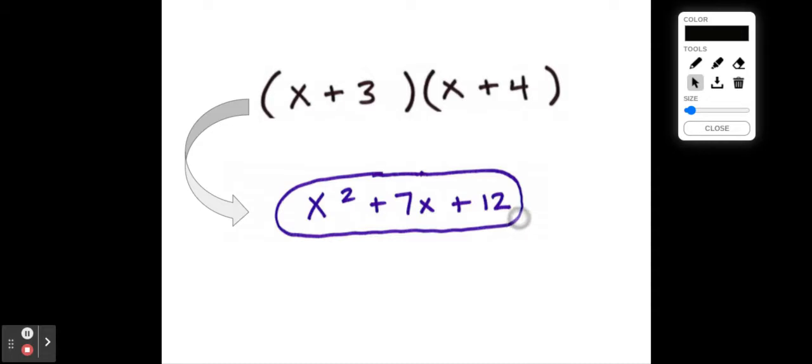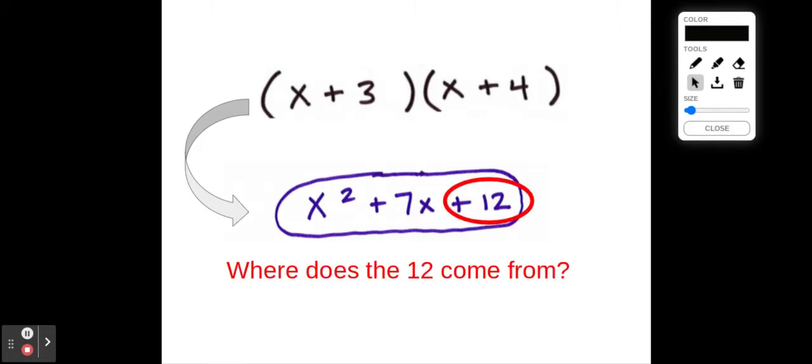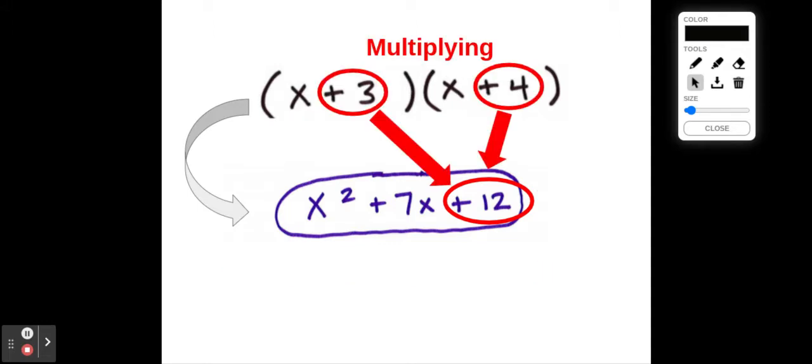What we're going to learn today is how do I take this quadratic polynomial and factor it back into the two binomials that were multiplied together to create it. So let's explore. Where does the 12 come from? Look at the two binomials that were multiplied together. What would give us 12? Well, it came from multiplying those last two numbers, the 3 times 4. That's where the 12 came from.